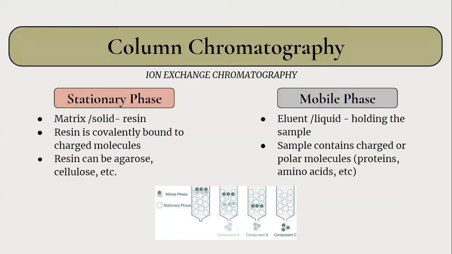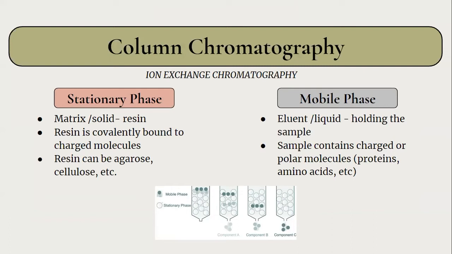Moving on, ion exchange chromatography is a form of column chromatography, and we know that in column chromatography there's a stationary phase and there is a mobile phase. So the stationary phase is the solid part. It is also known as the matrix, and usually in ion exchange chromatography, the matrix is resin. So the resin will be covalently bound to charged molecules, and the resin can be agarose or cellulose, anything like that, and different types of matrices or resins will have different properties. For example, cellulose has a hydrophilic surface.